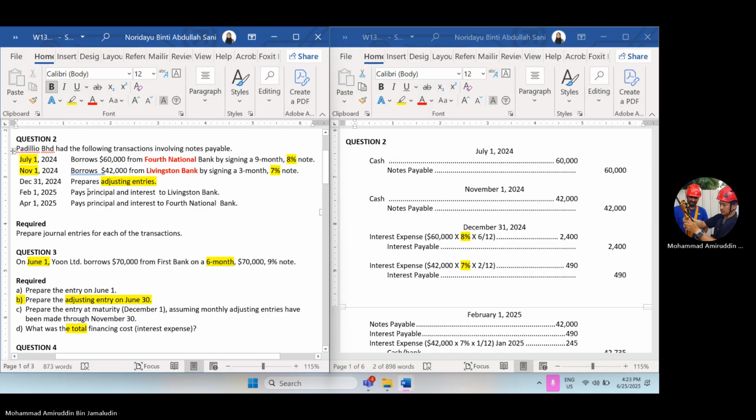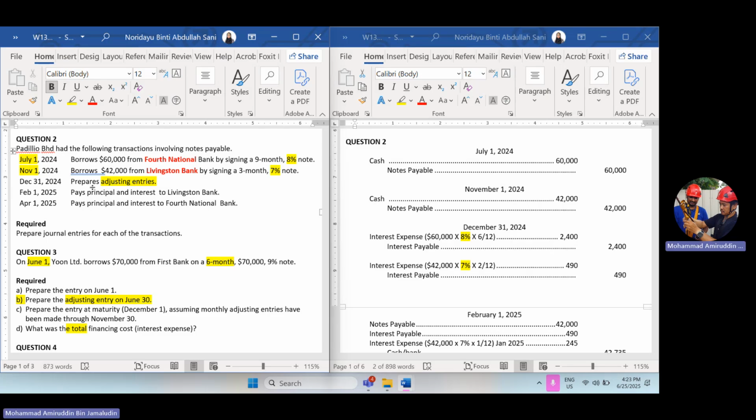Okay. Next, December 31st, we prepare the adjusting entry. You must recall back your adjustment topic. Adjusting involves things like depreciation, computation of your interest on loan, like that day, interest on loan. So now it is interest on notes payable.